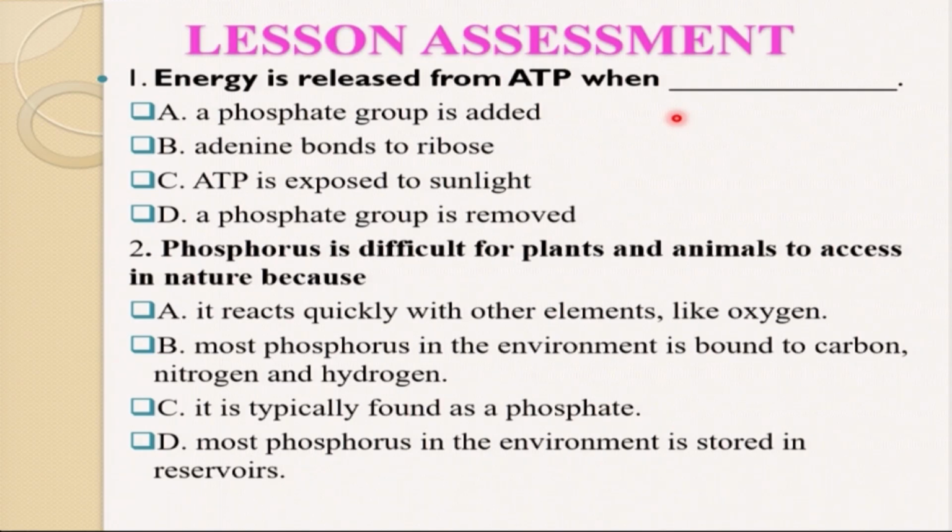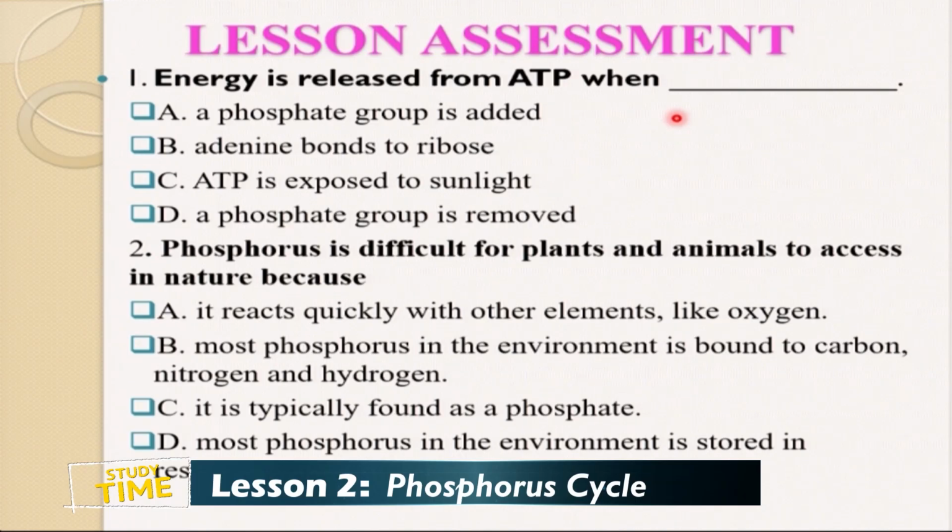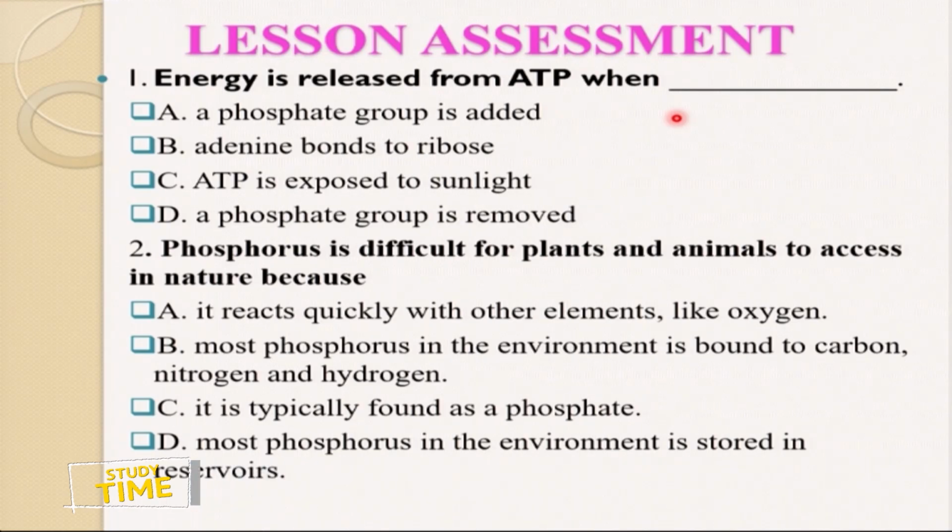Number two, phosphorus is difficult for plants and animals to access in nature because A, it reacts quickly with other elements like oxygen. B, most phosphorus in the environment is bound to carbon, nitrogen, and even hydrogen. C, it is typically found as phosphate. And then D, most phosphorus in the environment is stored in reservoirs.